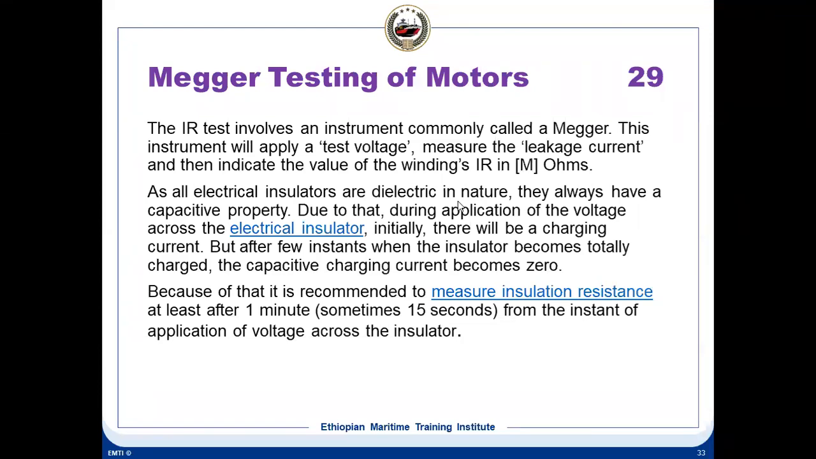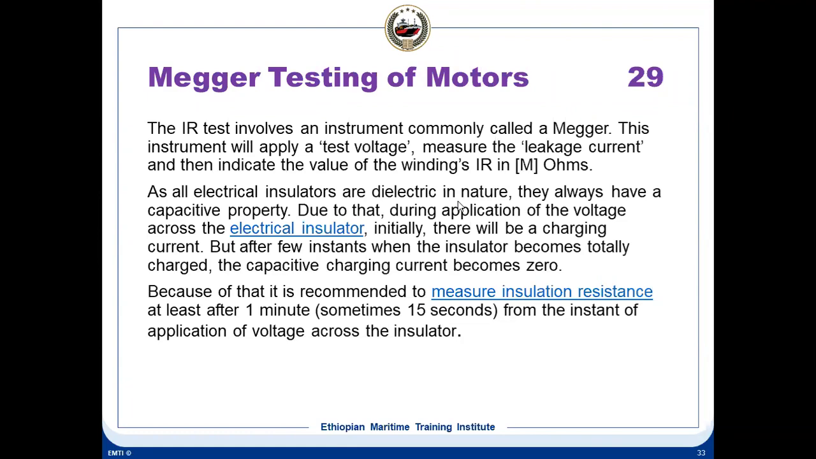On the 500 volt megger, you also have an option to select 220 volt. You can put it to 220 and apply 220 volt. So this instrument will apply a test voltage to measure the leakage current. What we are doing with the megger is impressing a 500 volt supply and measuring how much the leakage current is. Once you get the leakage current, and you know the voltage, you find the resistance by Ohm's law. That's the basic concept of the megger.